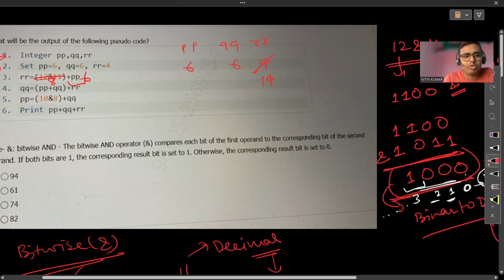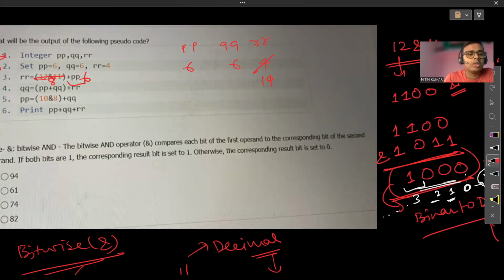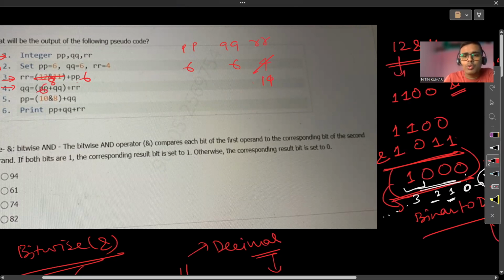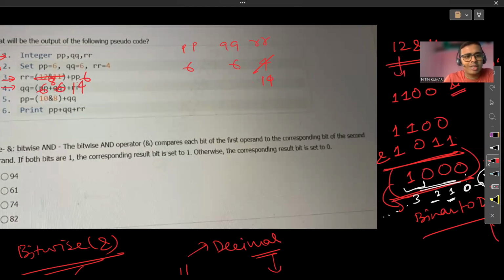Now we are going to check for the next value. Now the next condition is QQ equal to PP plus QQ plus RR. PP, what is PP? PP is 6. QQ, what is QQ? QQ is 6 and RR, what is RR? 14. So 6 plus 6 plus 14 ultimately will become 26, and it will be assigned to QQ. So now my new value of QQ will be 26.